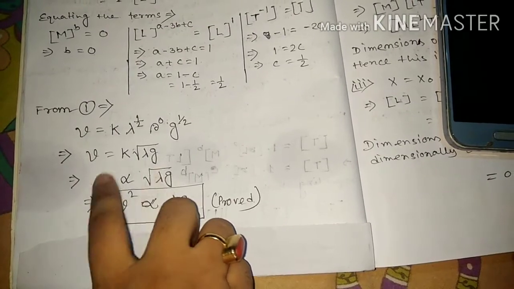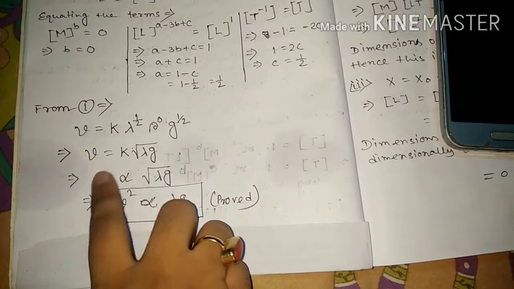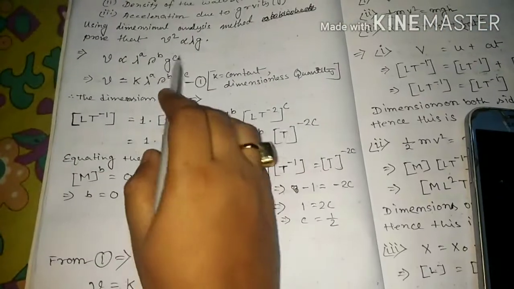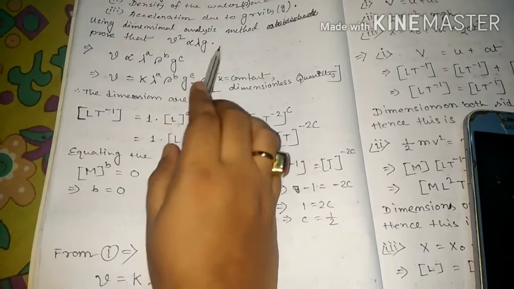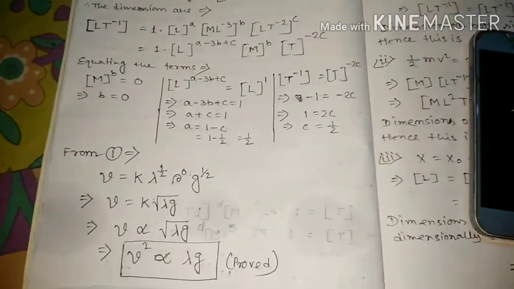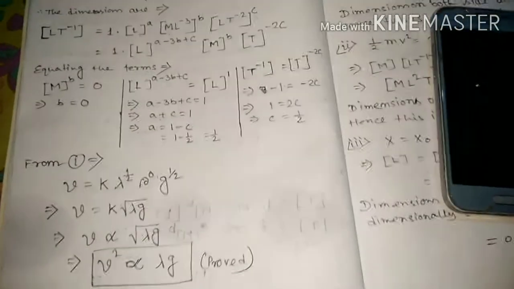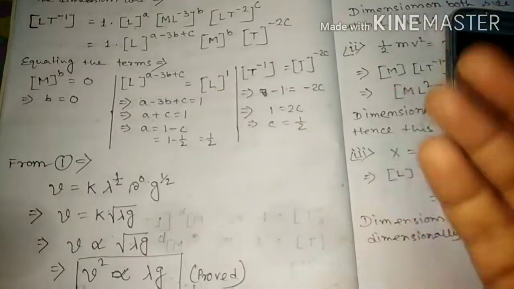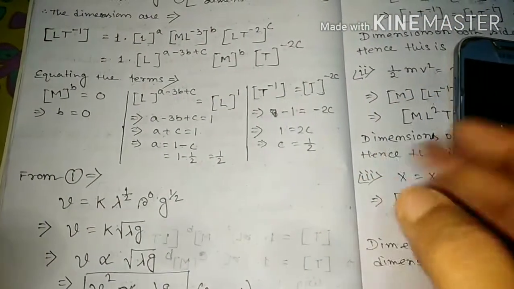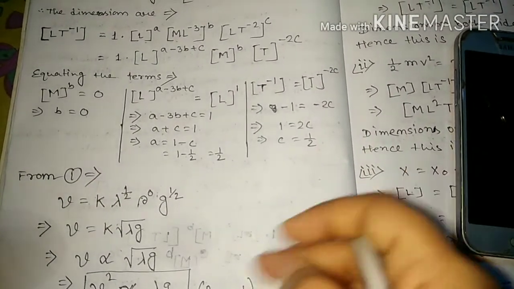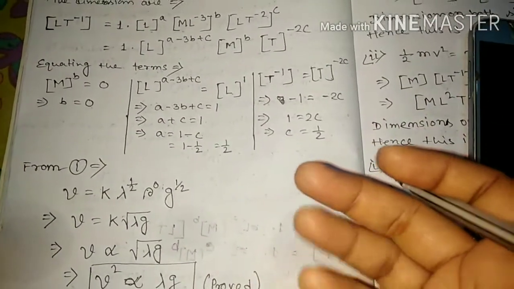Now squaring both sides, so v squared is proportional to lambda into g. This one we proved. This is the question: v squared proportional to lambda g. In this way we can find out, or we can construct, the relationship between different physical quantities. Whatever information is given, using that information and the dimensional formula, we can easily construct that equation.